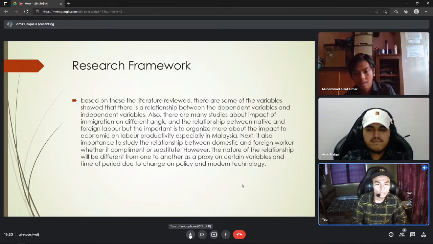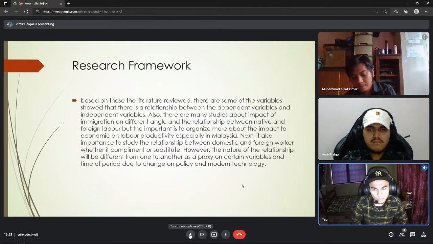However, the nature of the relationship will differ from one to another, depending on the proxy for certain variables and the time period, due to changes in policy and modern technology. Next slide.